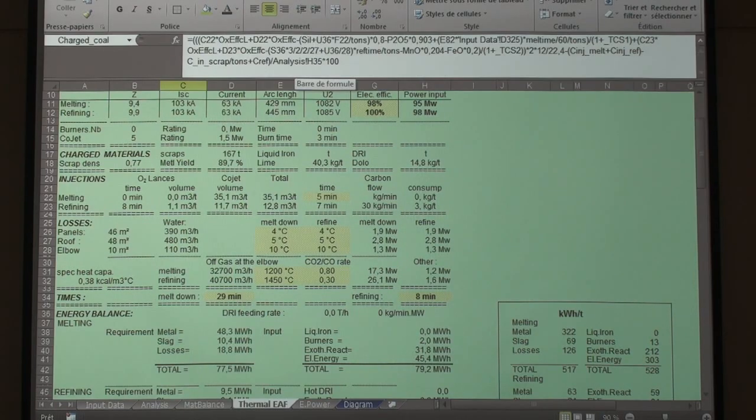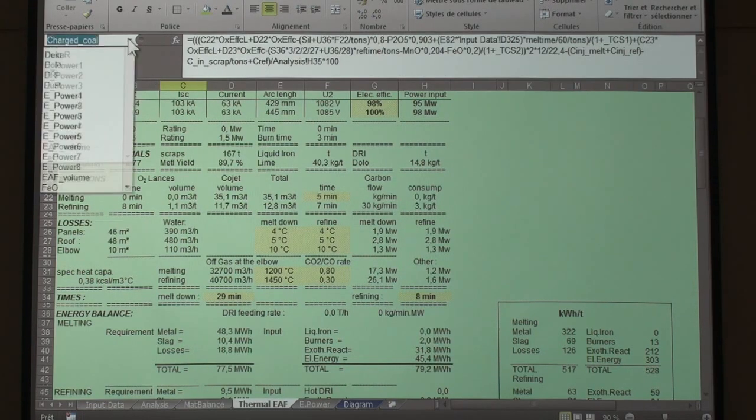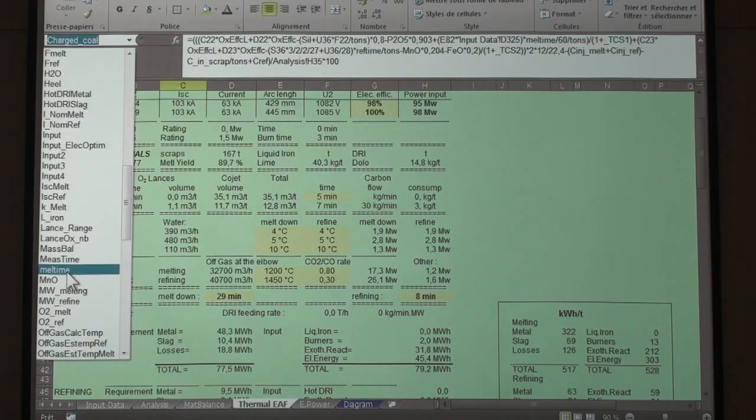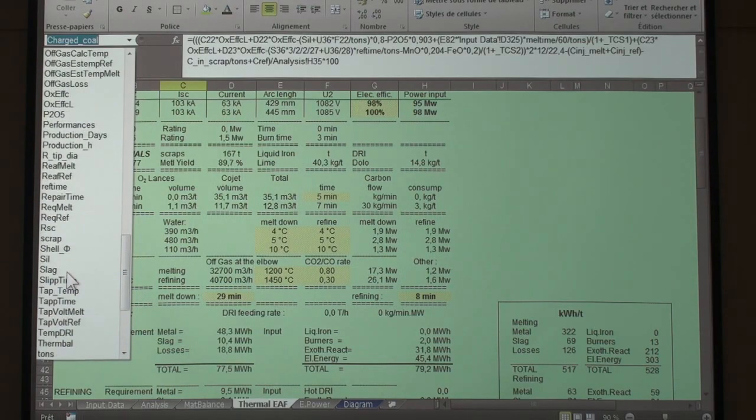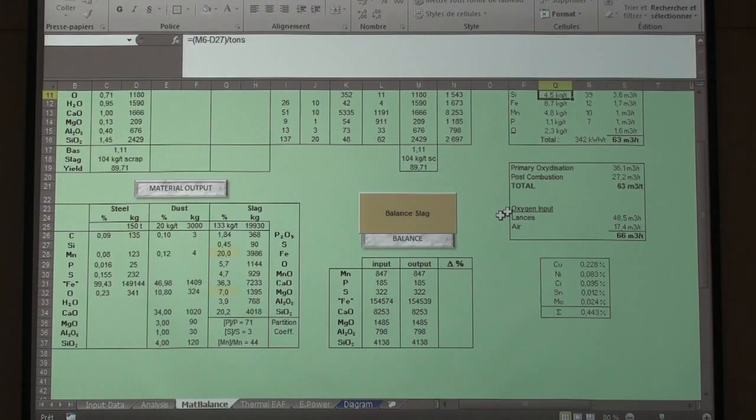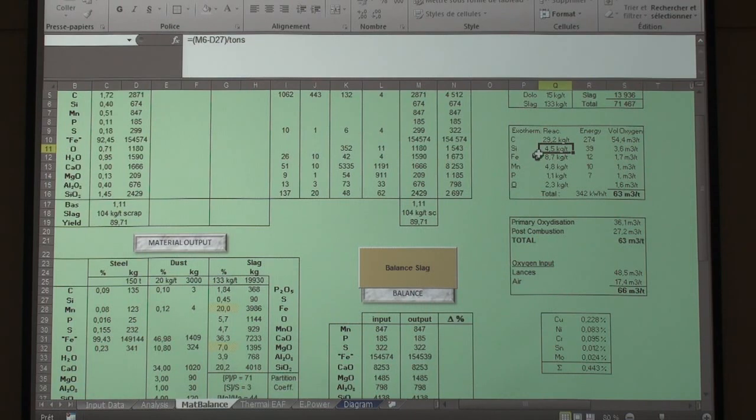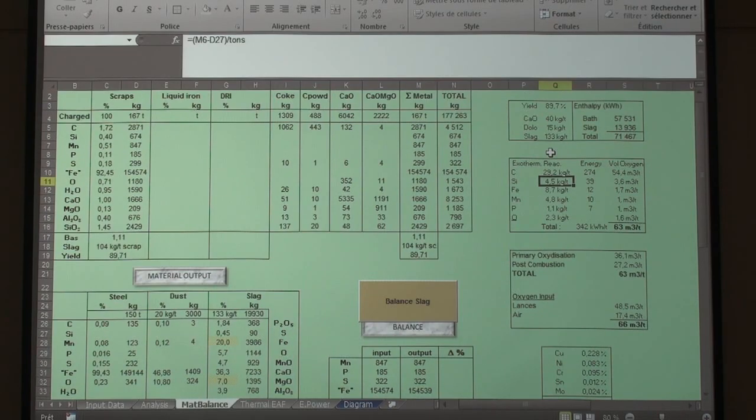Sil is the silicon content in scrap, and you can see it's coming from this table. You remember from yesterday in the material balance. This is the total silicon content from the scrap, or charge mix, let's say.